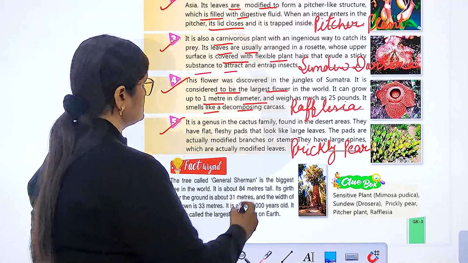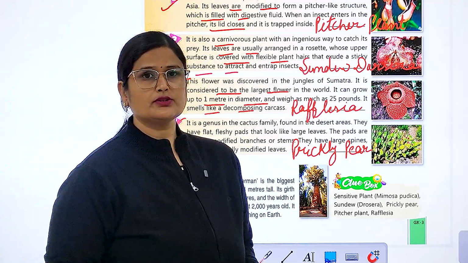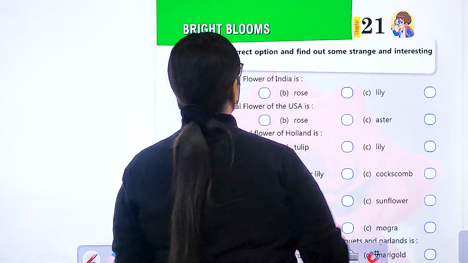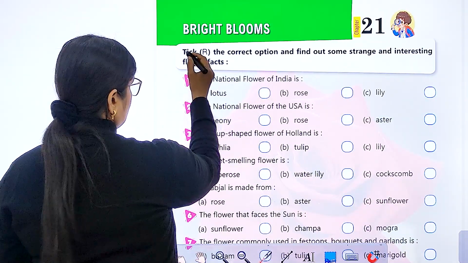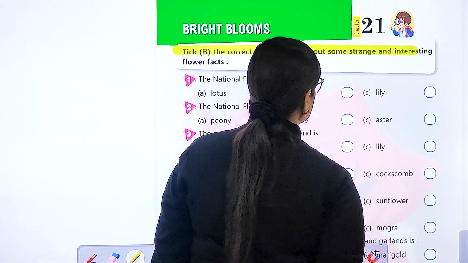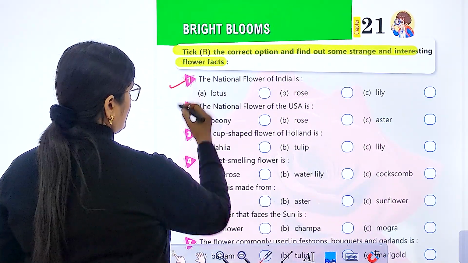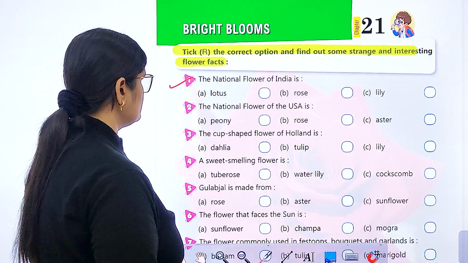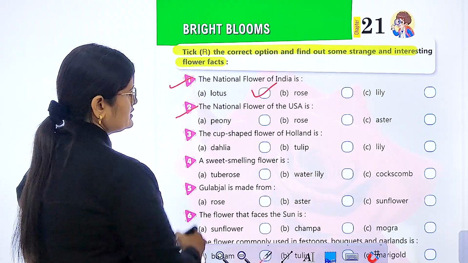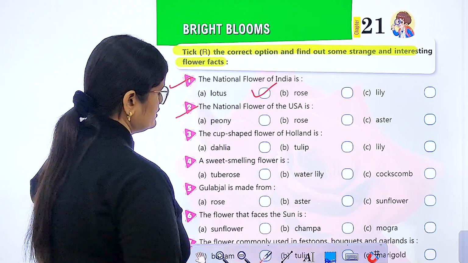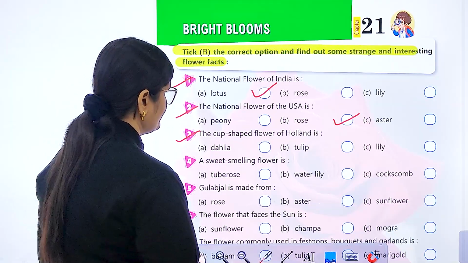So, dear students, this chapter is over. Now let's begin the next chapter. Chapter number 21. Bright Blooms. Tick the correct option and find out some strange and interesting flower facts. The national flower of India is lotus. The national flower of the USA is rose. The cup-shaped flower of Holland is tulip.